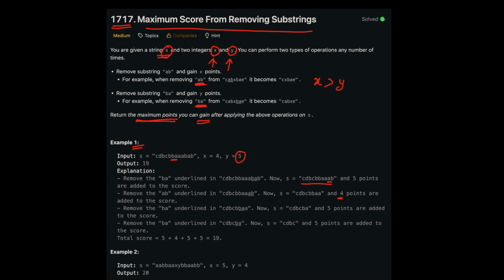We repeat this cycle across the entire string to figure out if there are any occurrences of ab and ba in it and accordingly collect the maximum points. With all possible combinations, with this input, we can earn the maximum points of 19. I hope you are able to understand the problem statement as it is very straightforward. Now let's switch to the whiteboard and discuss the solution.